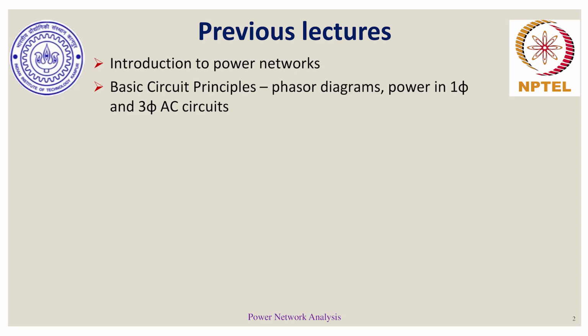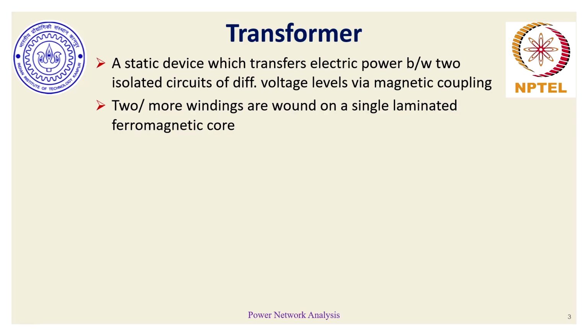If we talk about the previous few lectures that we have been discussing in this first week, we have essentially talked about evolution of power networks, how they have evolved, what are the issues in power networks, and then we also touched upon the basic circuit principles where in detail we talked about phasor diagrams, single phase circuits, three phase AC circuits, and how essentially star and delta connections play a role in evaluation of the relevant equations from current, voltage, power evaluation. So if we talk about transformer, what essentially is a transformer?